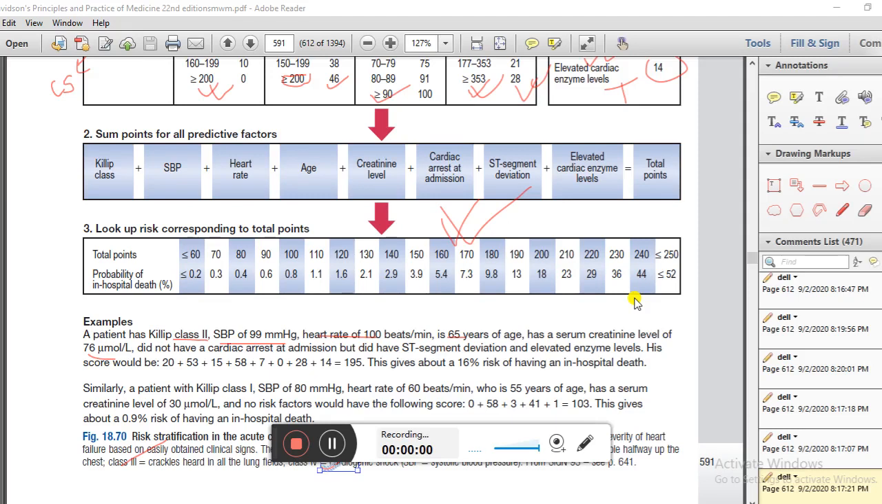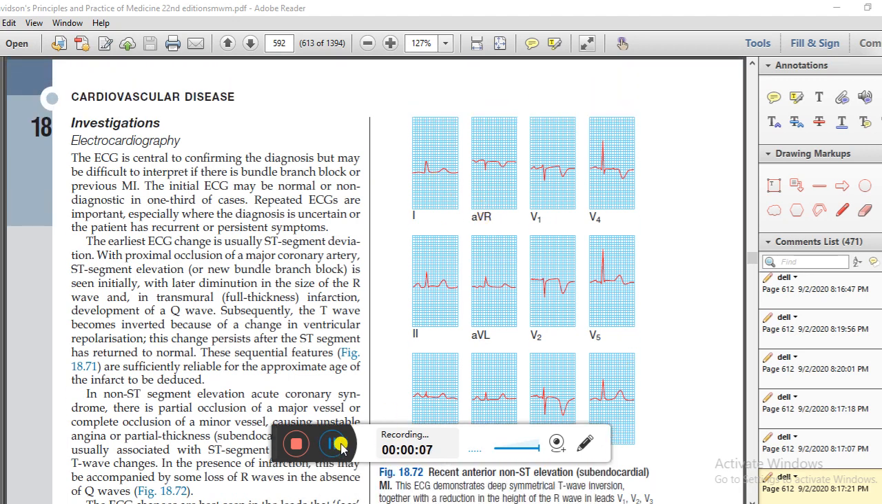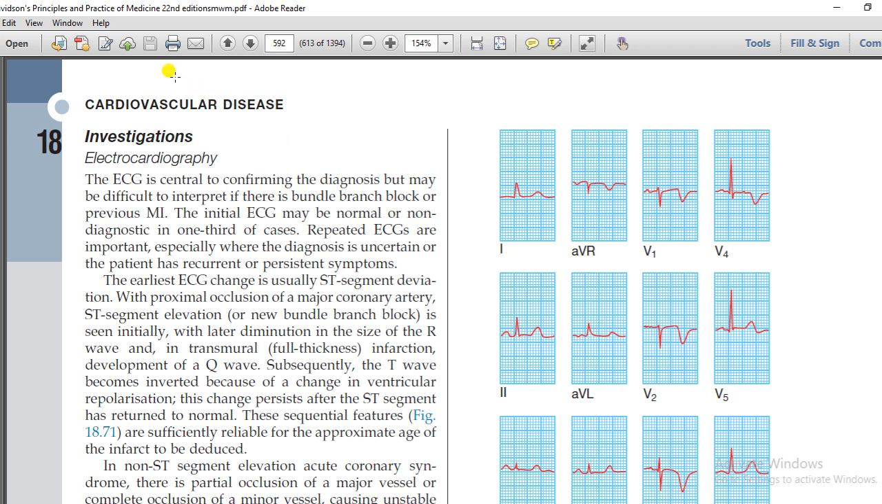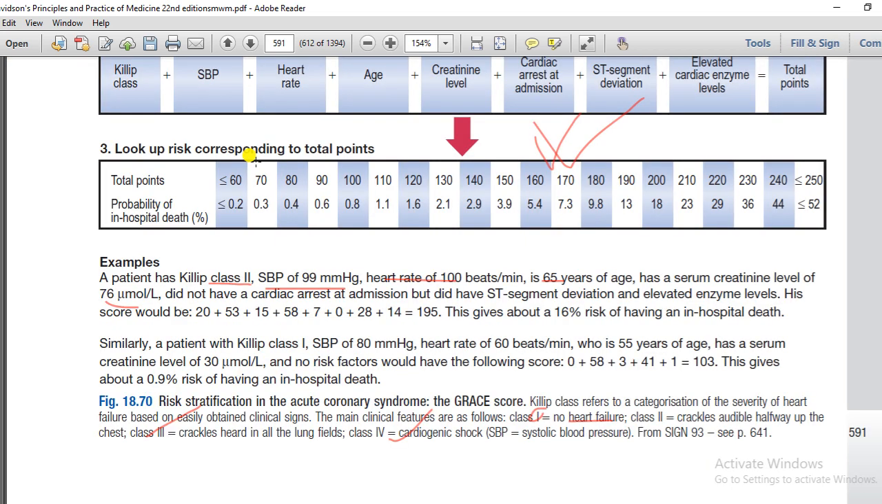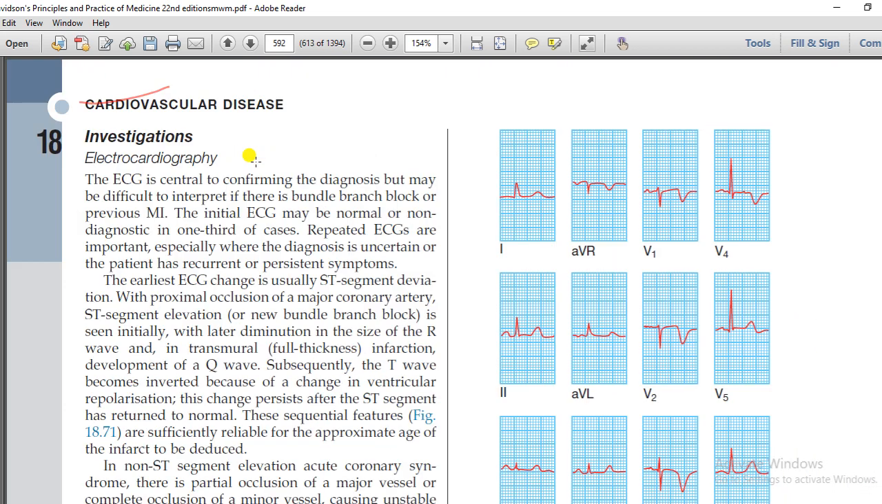So I don't think we need this class, so we're going to the next page. On the next page we can see cardiovascular disease and its investigations. So this is cardiovascular disease and the investigation of coronary artery syndrome, acute coronary syndrome.